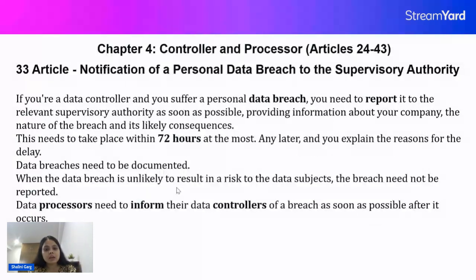And if immediate or comprehensive information is not feasible, then it has to be provided in phases and without undue delay. The controller shall also maintain documents related to the personal data breach for any future reference and also for the remedial action which he has taken. They have to maintain it in document form. I hope we are through it, right?